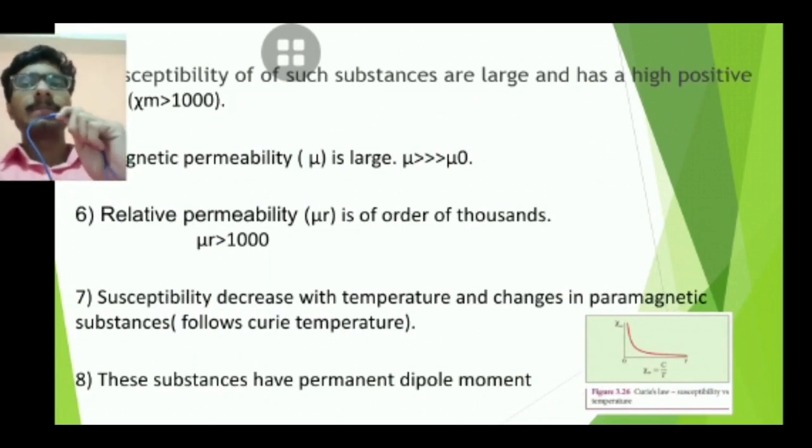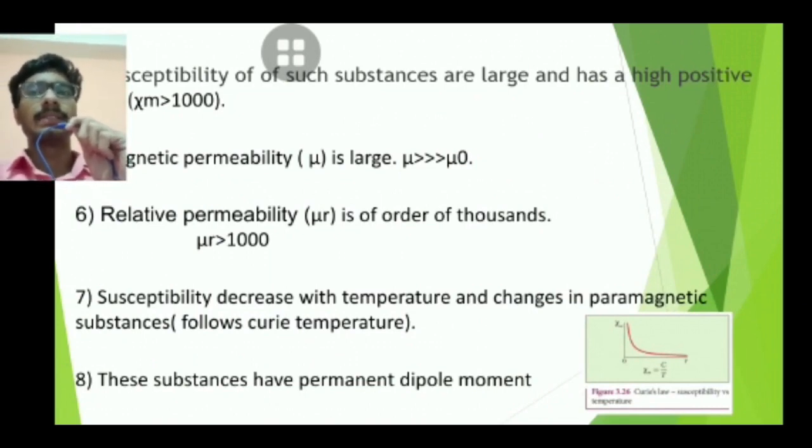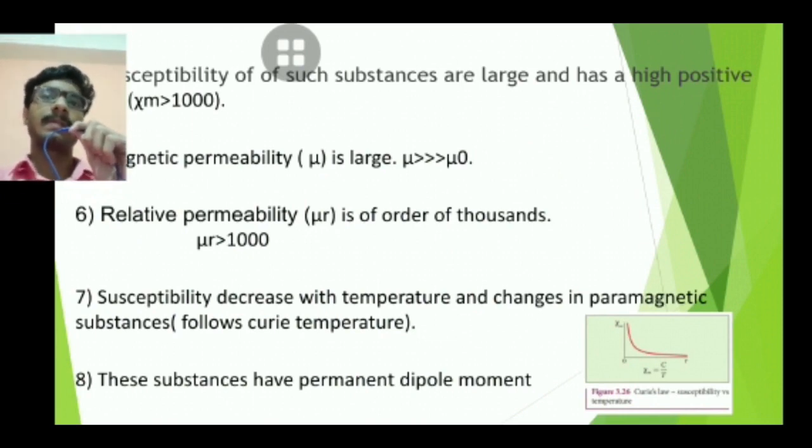This basically means that ferromagnetic substances retain a dipole moment even after removal of the magnetic field, and so they do not lose their magnetism after the external field is removed.